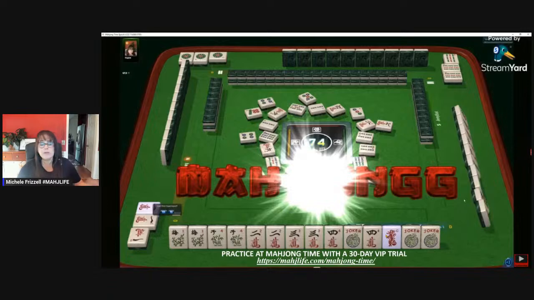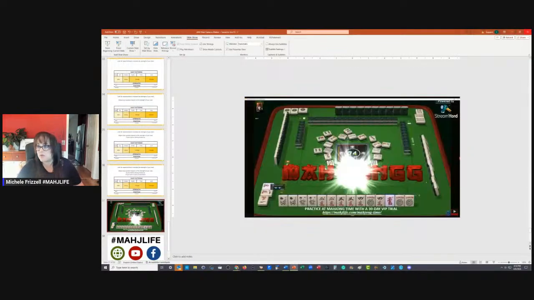So we're going to play at Mahjong Time, and hopefully we're going to have lots of hands where I can demonstrate the decision making and the thought process that goes with weight patterns and determining your position and the associated levels of risks that you can take when you play the game. Does anybody have any questions so far?